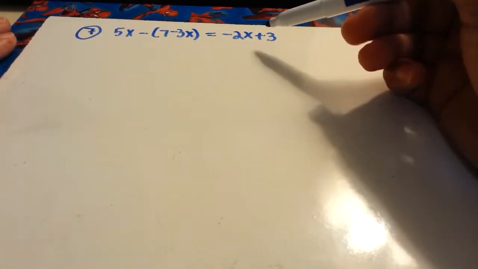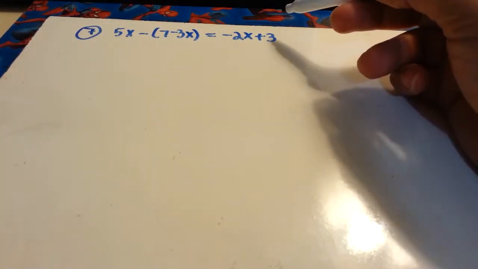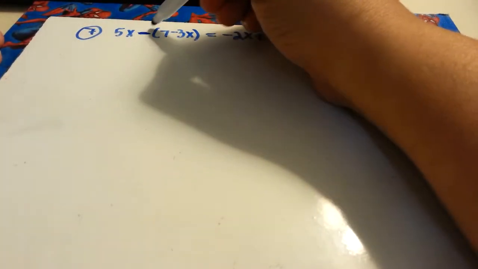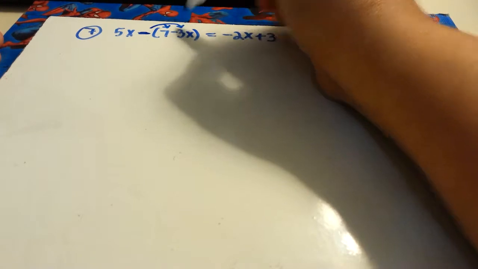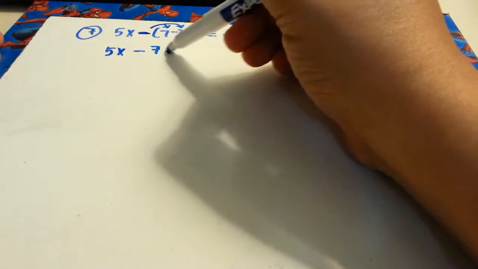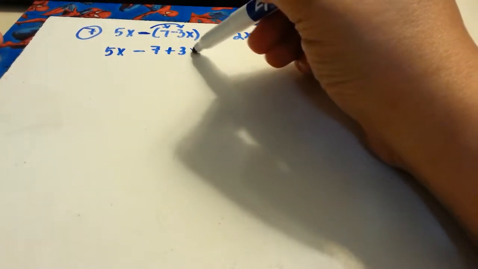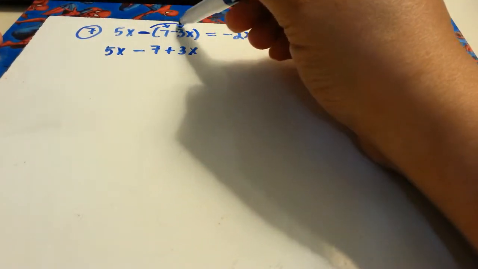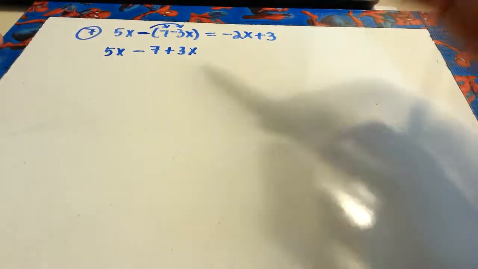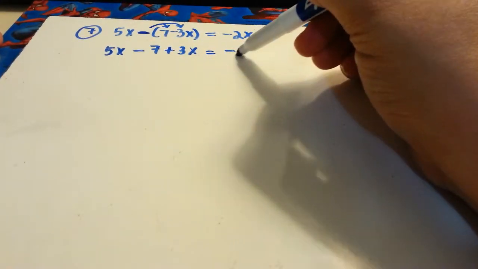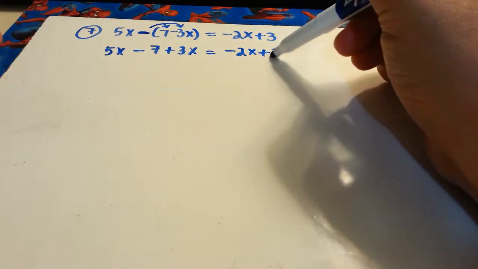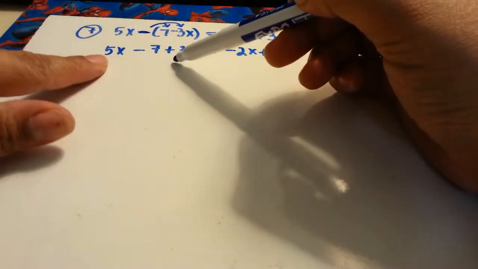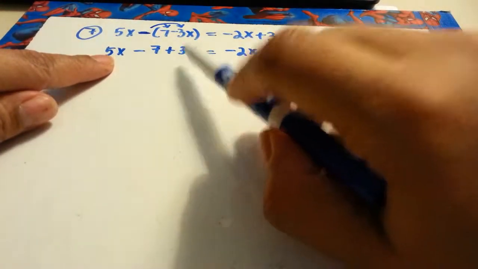Now in number 7, you have to solve the equation for x. And the first thing to note is that this negative sign has to be distributed in. Right, so we have 5x minus 7 and plus 3x, because when you distribute in a negative sign, the signs change. Equals negative 2x plus 3. That doesn't change.